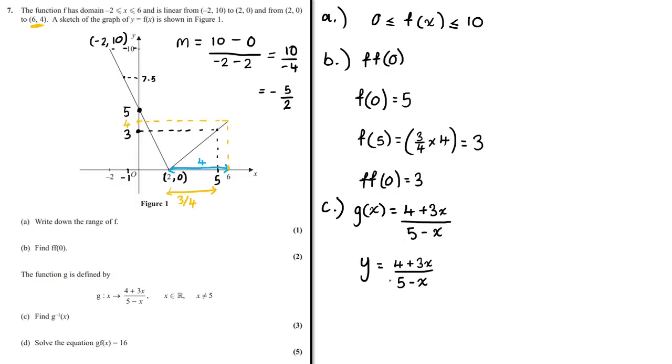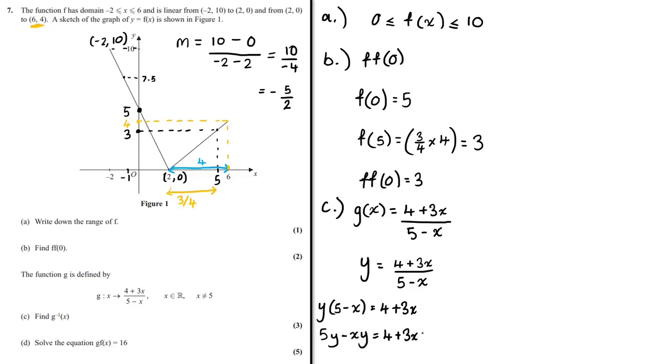And what I want to do now is rearrange this equation, the right-hand side, to be in terms of x. So the first thing I'm going to do is times through by this denominator, so I get y lots of 5 minus x is equal to 4 plus 3x. We're going to expand this left-hand side, so we times through by y. That gives me 5y minus xy is equal to 4 plus 3x.